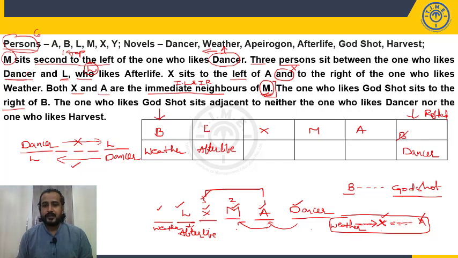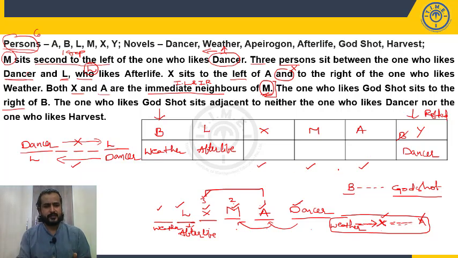Now out of the 6 persons, 5 are fixed: B, L, X, M, A. Who is the only remaining? Y. So Y likes dancer. So B, L, X, M, A, Y. Now right side of B, we need to fix goat shirt. So goat shirt may be here, or here, or here. We again have 3 possibilities.